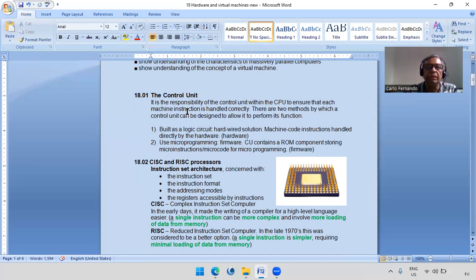There are 2 methods by which a control unit can be designed to allow it to perform its function. What are the 2 methods? Built as a logic circuit, electronic circuit, with logic in it. You know about logic circuits already. So that will be hardware to control or handle these instructions coming through these pins. Second method is microprogramming. That is firmware.